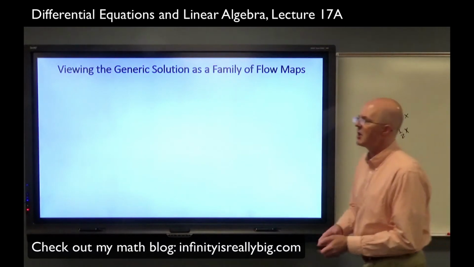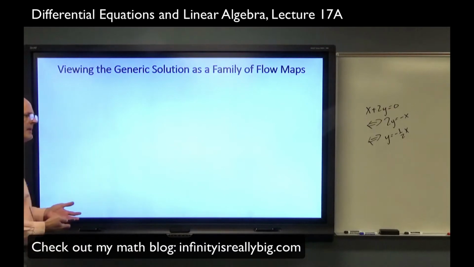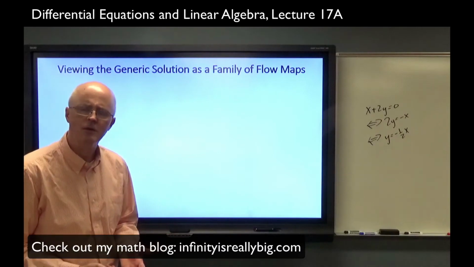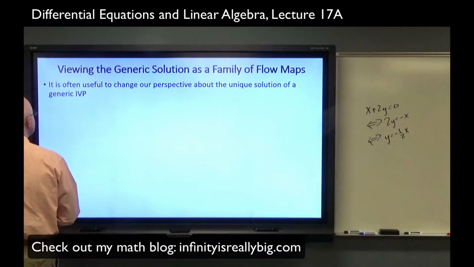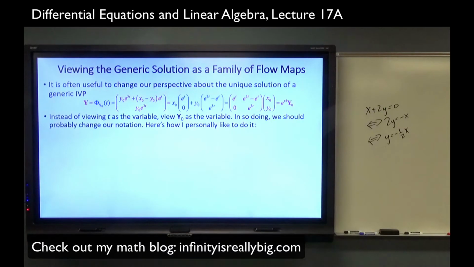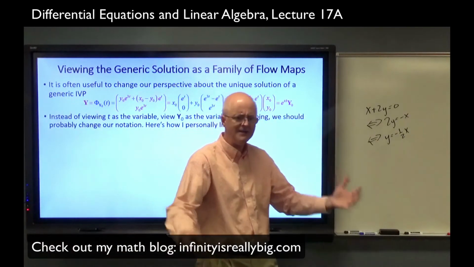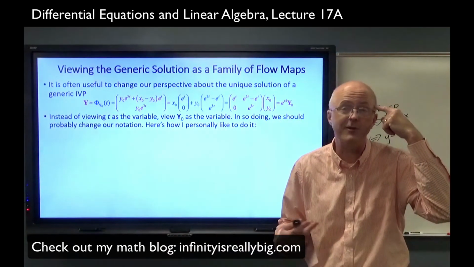Now we're going to change our perspective. We're going to view this generic solution not as a function of t, but as a function of the initial condition y0. Can we do such a thing? It is often useful to change our perspective about the unique solution of the generic IVP. Here's the formula again. I've shown this on 3 slides. Instead of viewing t as the variable, view y0, the initial condition, as a variable. But wait a minute, I thought y0 is fixed. Well, whether something's fixed or a variable is all in your head. Okay, it's all in how you're thinking about it.